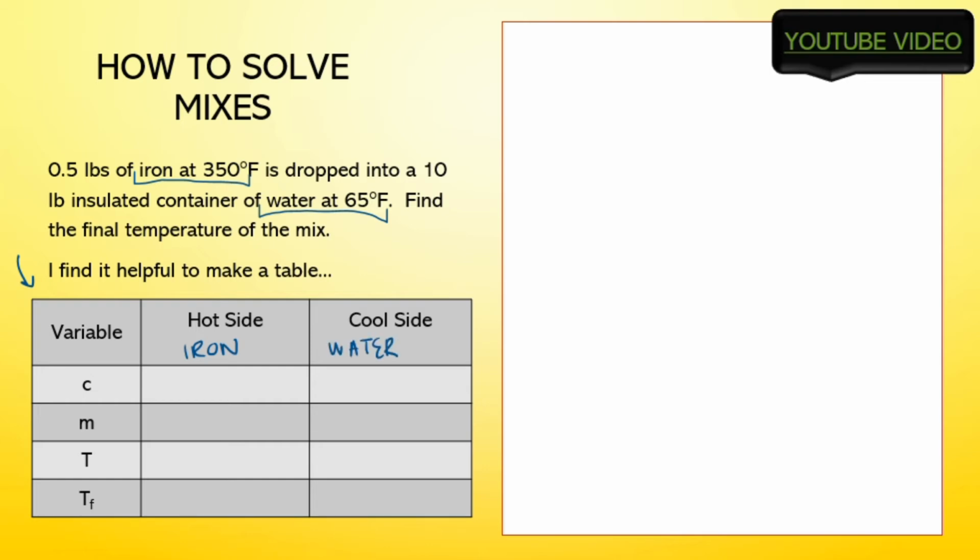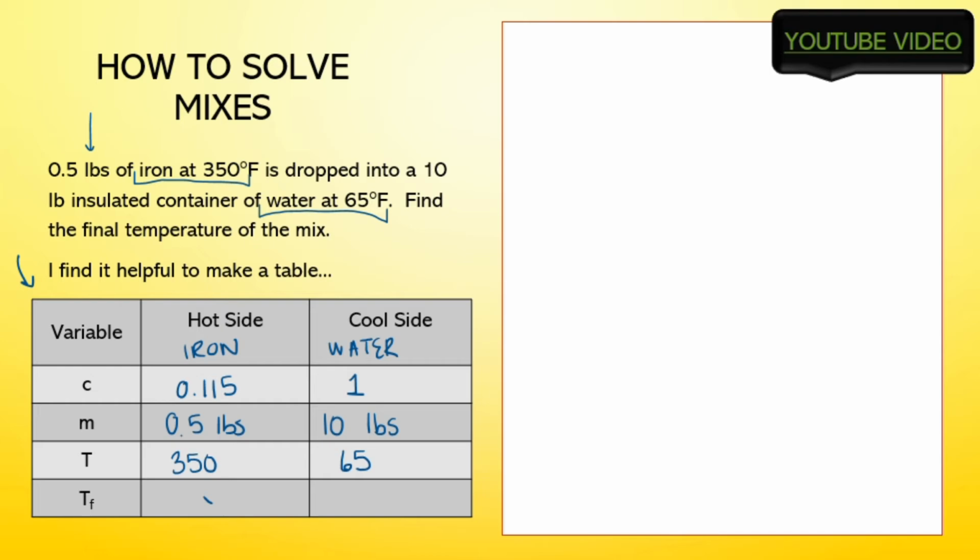Okay, specific heat. Over you go to the table. Look for the BTU, the imperial one, because we have pounds and degrees Fahrenheit. We know we're in imperial. Specific heat of iron, 0.115. Specific heat of water, 1. The mass or the weight of iron from the question, 0.5 pounds. The mass or the weight of the water, assuming that's just 10 pounds of water, not water plus container. There we go. And the initial temperature, the beginning temperature of the iron is 350 degrees. And the initial temperature of the water is 65 degrees.